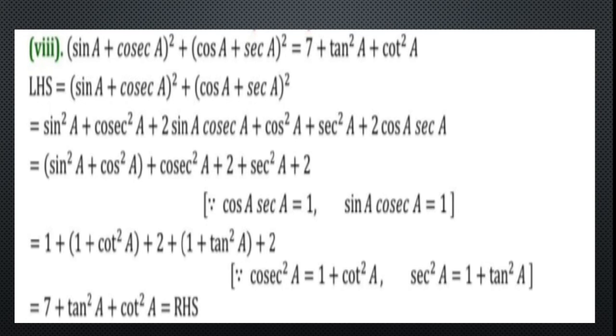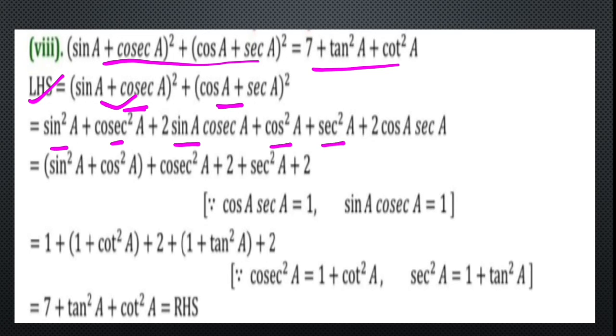Now the next one, you have to prove this whole thing is equal to this one. So write the LHS part, both the terms are under the bracket, under the square. So use the A plus B whole square formula for both the terms. For the first term it will be sin square A plus cosec square A plus 2 sin A cosec A. For the next term it will be cos square A plus sec square A plus 2 cos A sec A. Now sin and cosec are reciprocal to each other, so they will cancel.